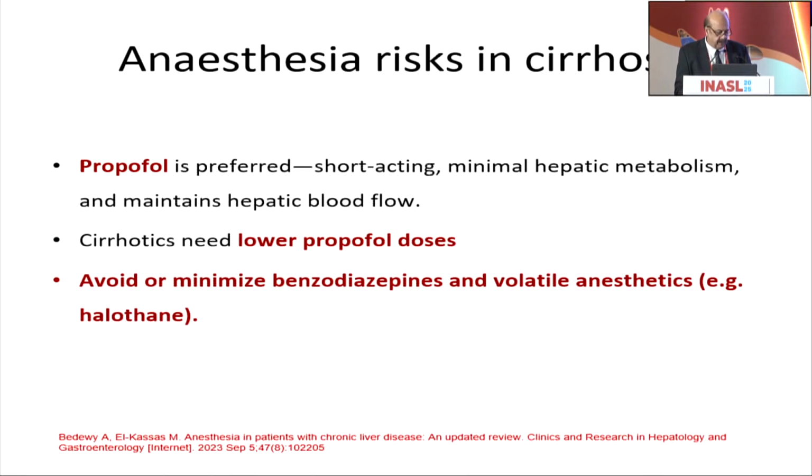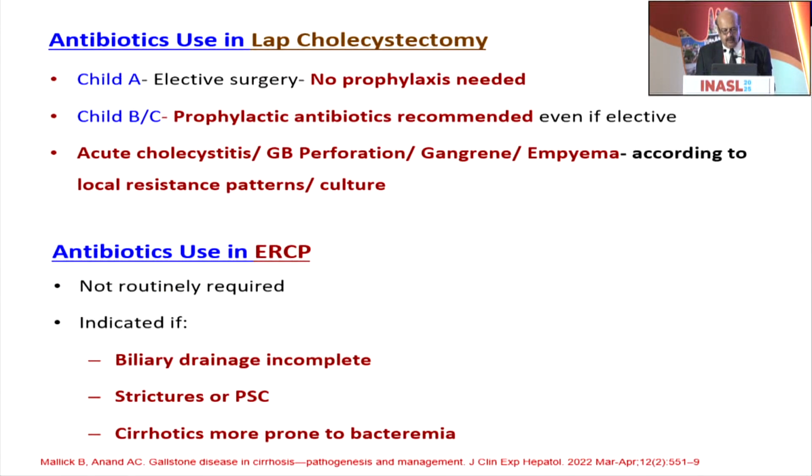Propofol is the preferred drug. Again, the dose of propofol required is low, and benzodiazepines and volatile anesthetics are contraindicated, not to be used. Antibiotic use in Child A, they don't need prophylaxis. In Child B, a prophylactic antibiotic is always recommended. And those patients who present with a complicated gallbladder problem like acute cholecystitis, GB perforation, gangrene, empyema, they require higher antibiotics according to the culture.